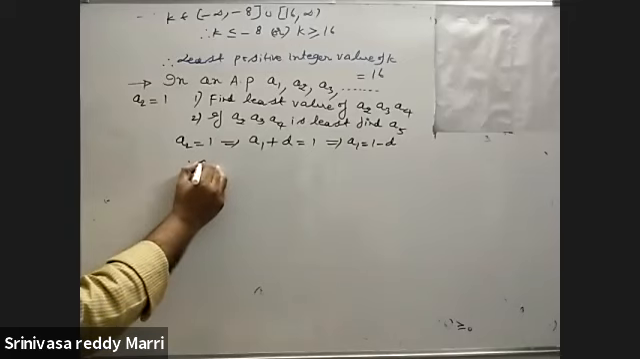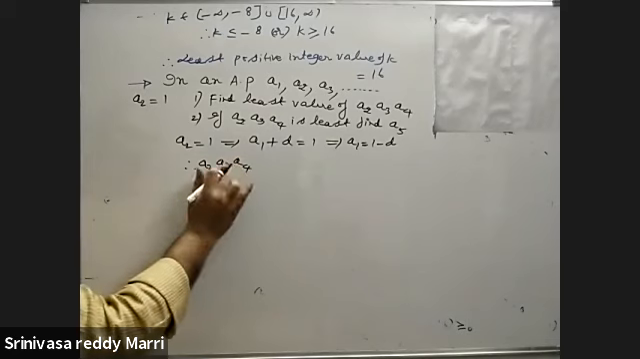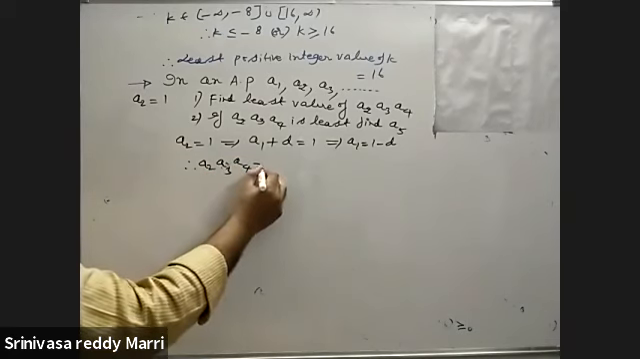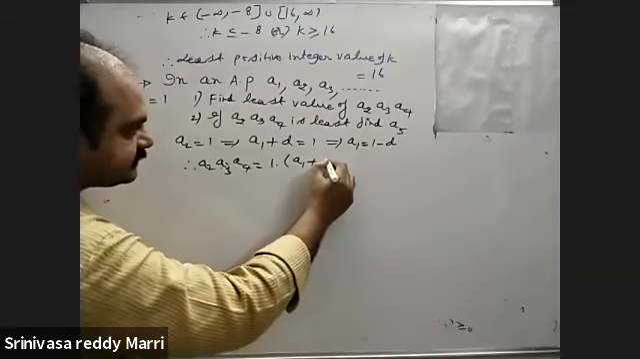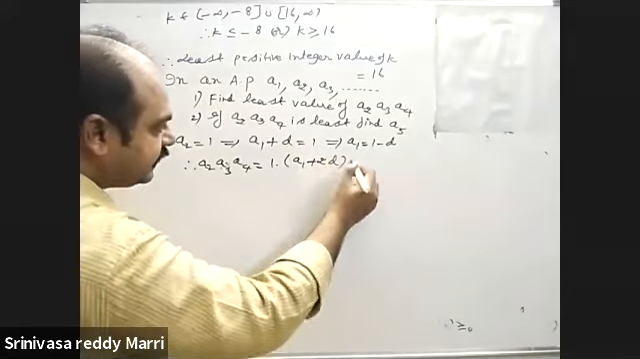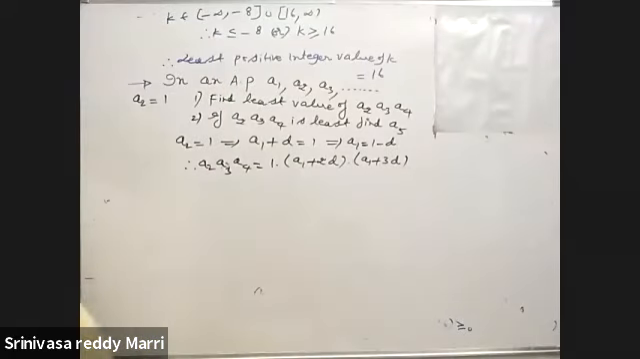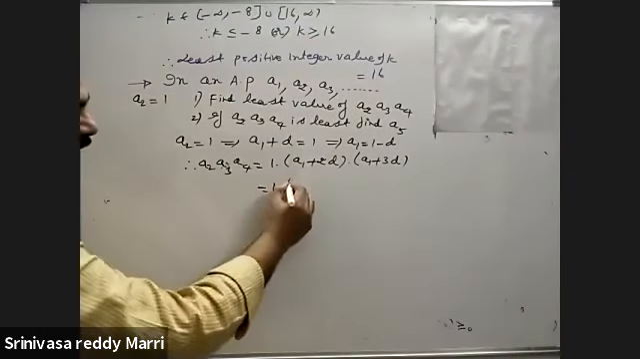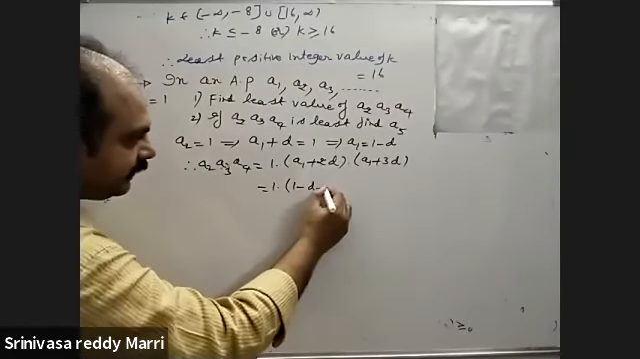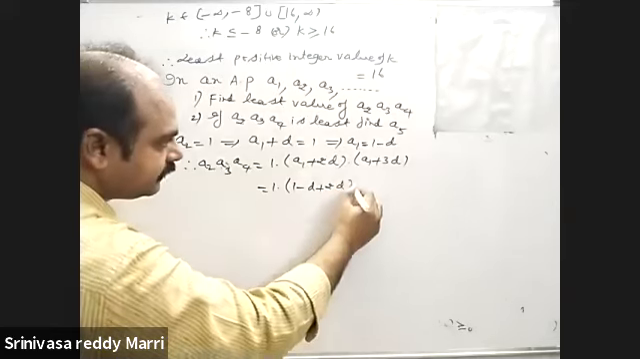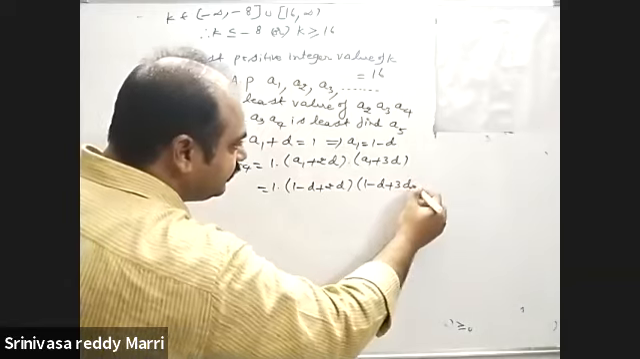So therefore A2, A3, A4 is nothing but A2 is given 1. A3 is nothing but A1 plus 2D, the third term. A4 is nothing but A1 plus 3D, the fourth term. That means 1 into A1 plus 2D into A1 plus 3D. You completely convert in terms of D. 1 minus D plus 2D. This is 1 minus D plus 3D.